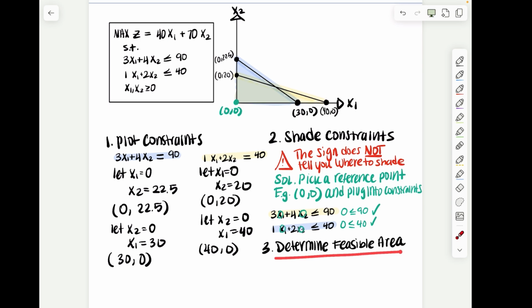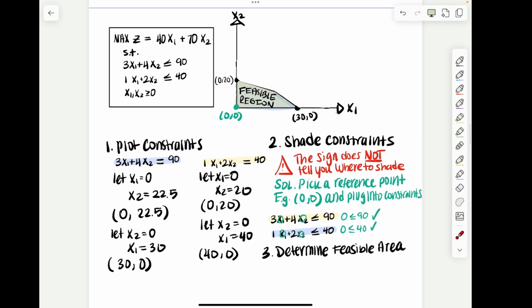Now step 3 is to determine our feasible area or region, and that is simply where all of the colors intersect. So where the yellow and the purple intersect are right over here, because here there's no purple and here there's no yellow. So we simply just get rid of all of that. We call this our feasible region. Feasible because if you pick any point in this area, in this region, it will satisfy all of your constraints.